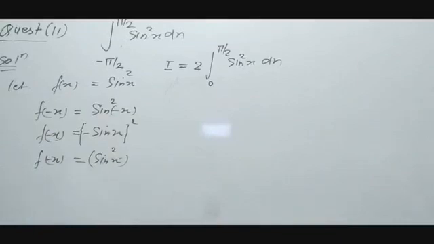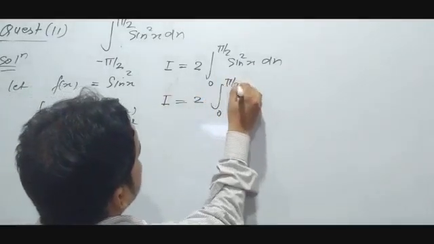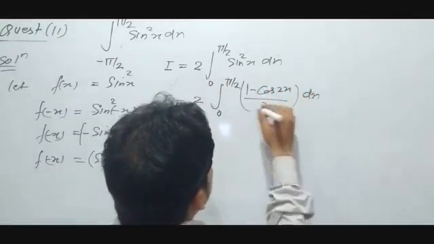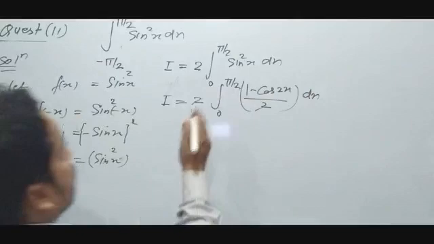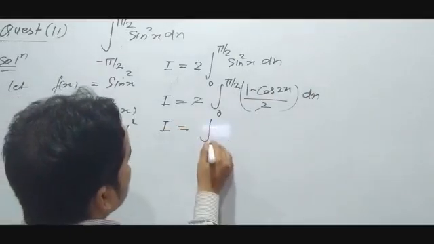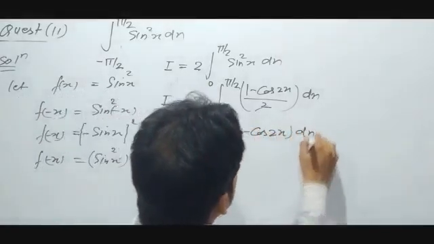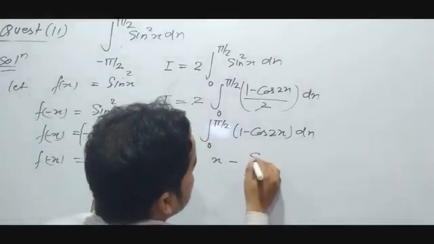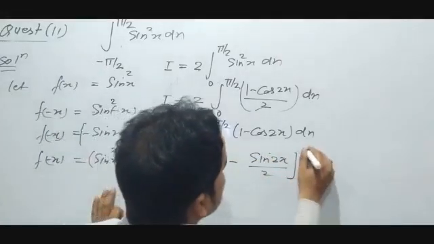And you know sin square x we can write as (1 minus cos 2x) by 2. So I we can write as 2 times the integration from 0 to pi by 2 of (1 minus cos 2x) by 2 dx, and the 2 will cancel out. We have to integrate 1 minus cos 2x dx from 0 to pi by 2. The first integral result will be x, and the second part will be sin 2x by 2, with the upper and lower limits 0 to pi by 2.